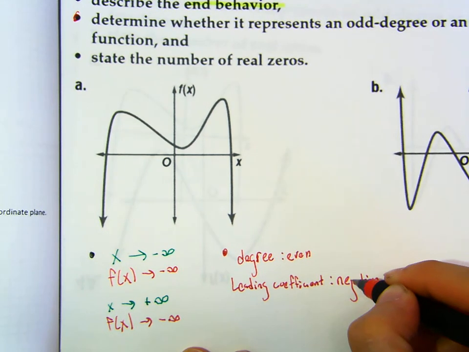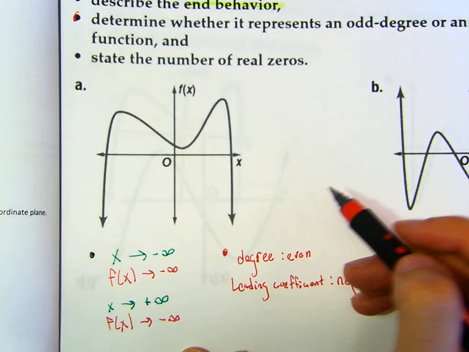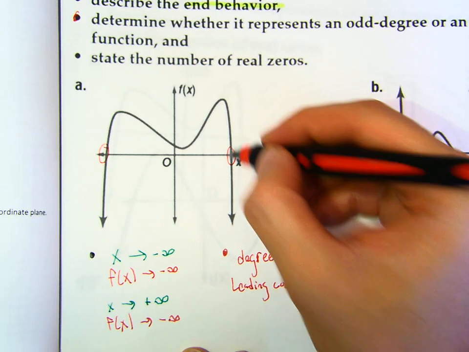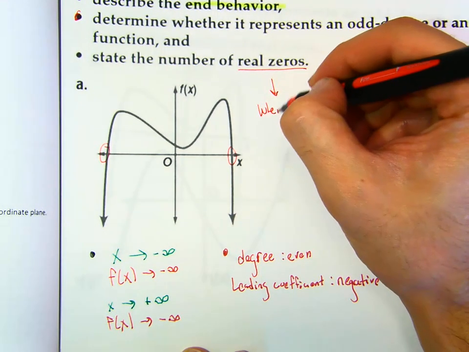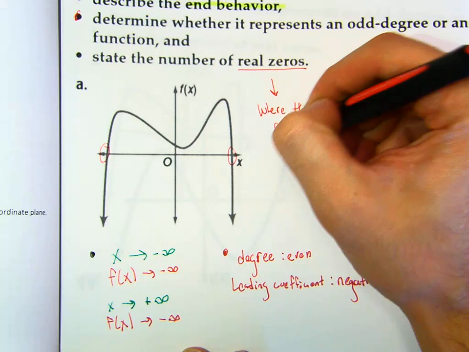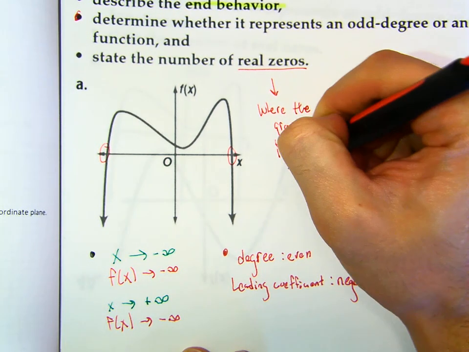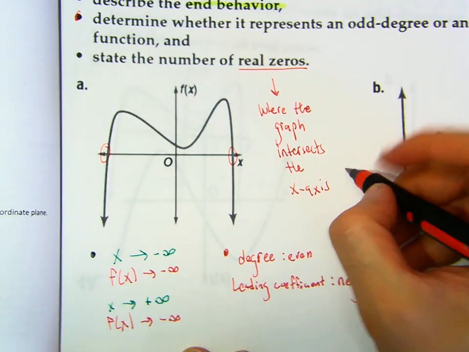Okay? And look at the last part. It says state the number of real zeros. Well, how many zeros are there? 1 and 2. Remember, what does it mean to be a real zero? Where the graph intersects the x-axis. Okay? Happy face.